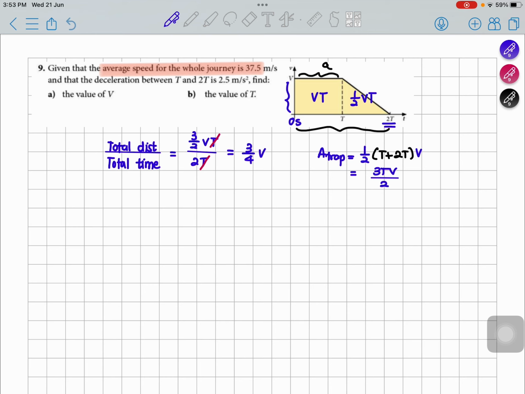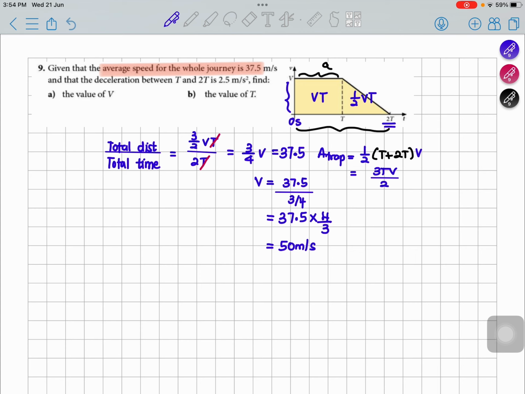Now you equate this to 37.5 and we find the v value. 37.5 divided by 3 over 4, or 0.75. If you want to rearrange nicely, you will do 4 over 3, which will give us 50 meters per second.